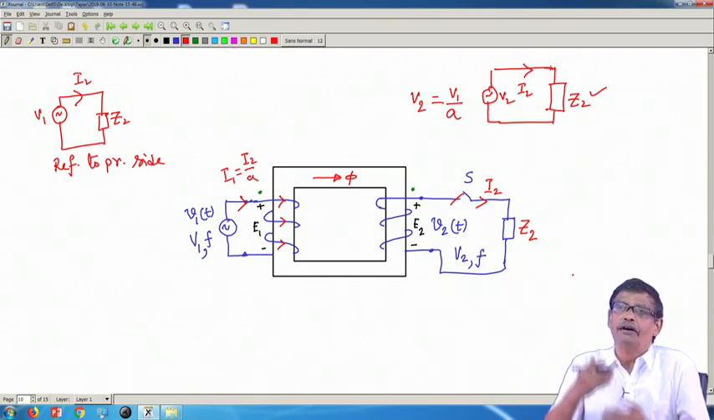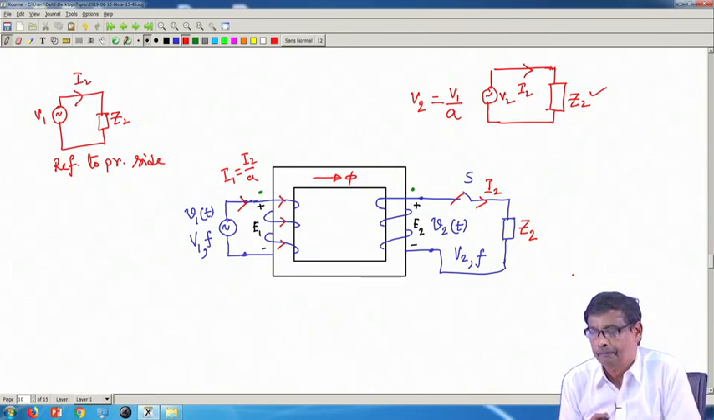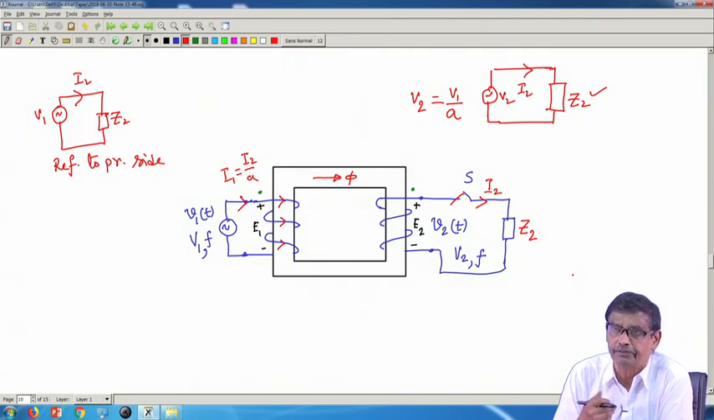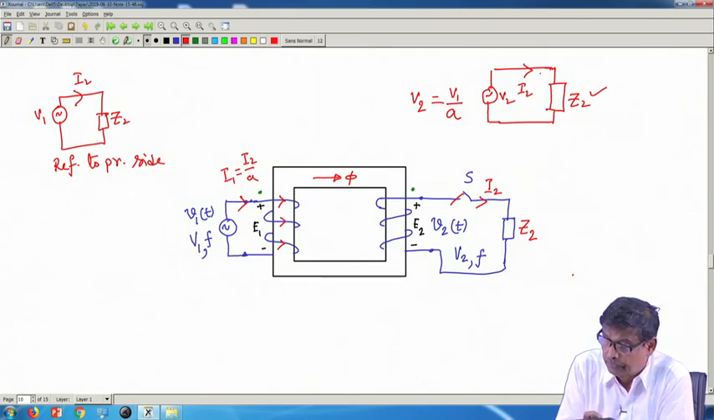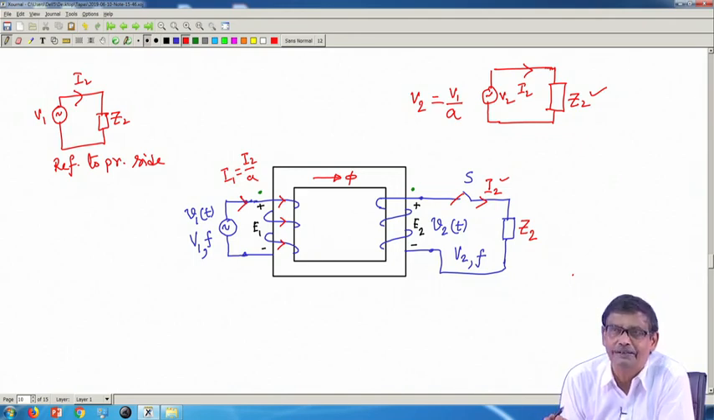because mind you V1, V2, E1, E2 are all in time phase. Therefore, I will take the voltage as the reference phasor. So all are magnitude and angle. This divided by Z2, you will get I2. Then you will ask, that is fine, but I have to solve for currents, this is the actual thing. So you have solved for I2. The moment you have solved for I2, your I1 is I2 by A, that is all.